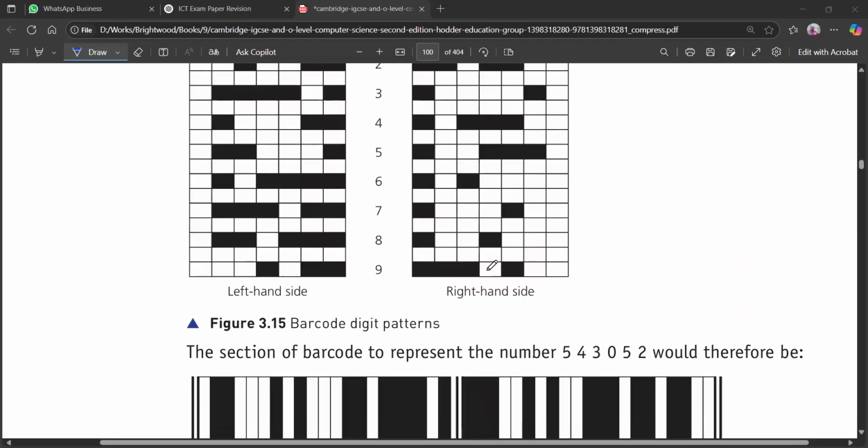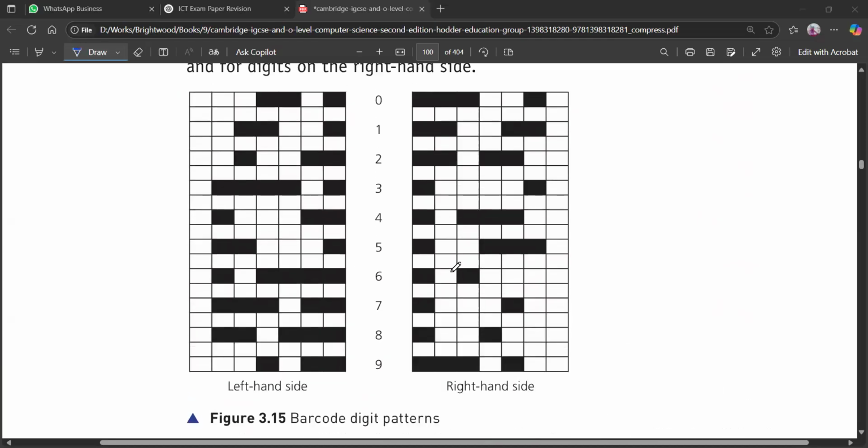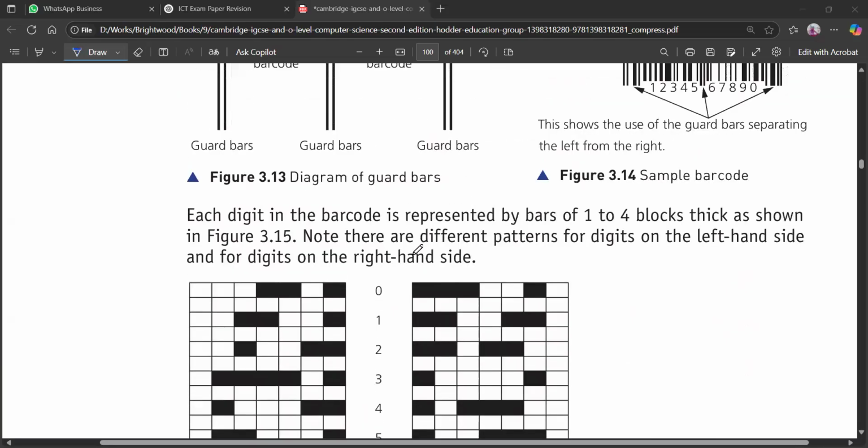The thickness differs. The left-hand 9 is displayed like that, the right-hand 9 like this. Left-hand 5, right-hand 5, these are different. It is important in the barcode reader. No need to draw these. In the barcode, digits are represented by bars one to four blocks thick, as shown in the figure.